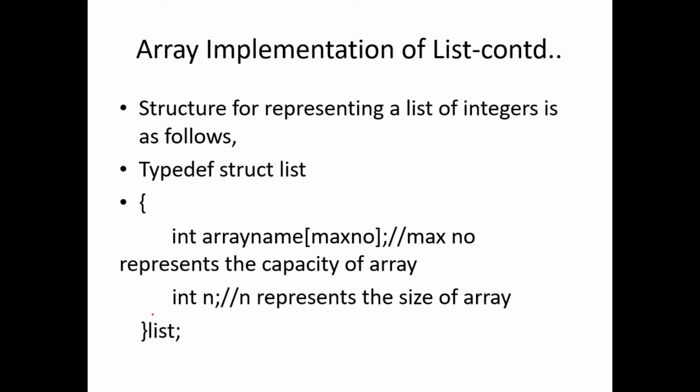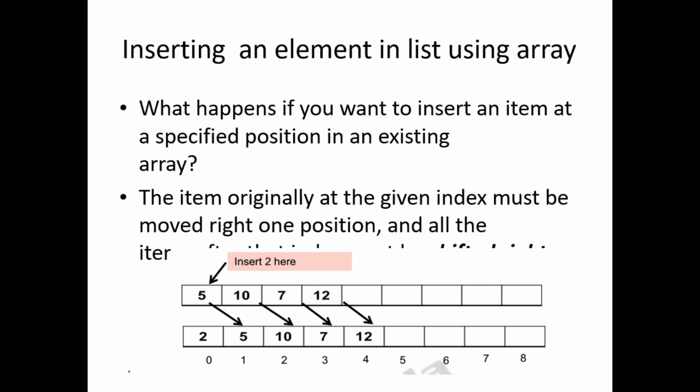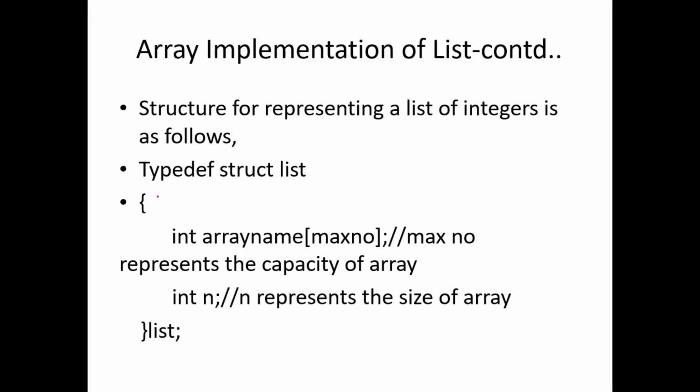Then let's see how this list is implemented with the help of an array. Before that, first we have to create a structure. For representing all the data items, we have to declare a structure first. This is the way of declaring a structure. As you all know, a structure begins with the keyword struct followed by the structure name. Here we are going to write the structure for the list, so I have mentioned the structure name as list. Then open curly brace, then the array name, then the maximum number, then int n, which represents the size of the array.